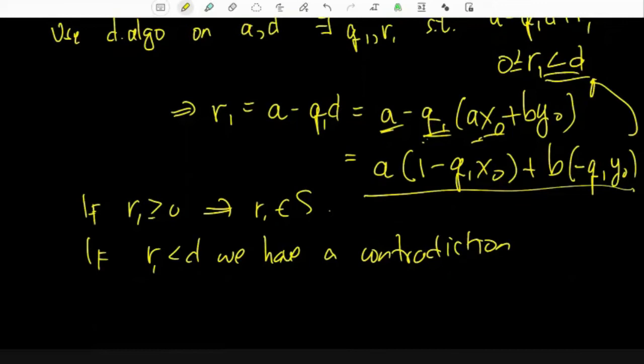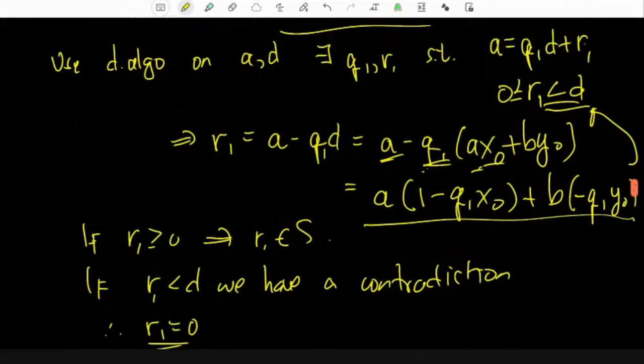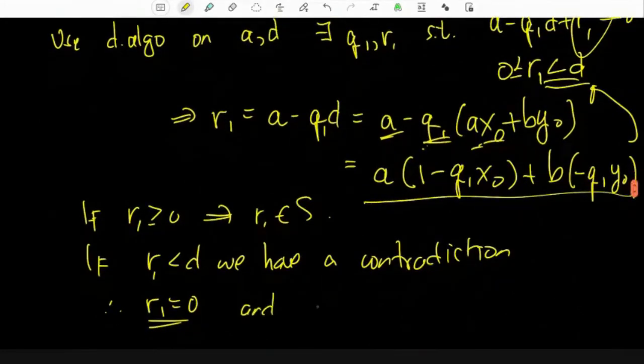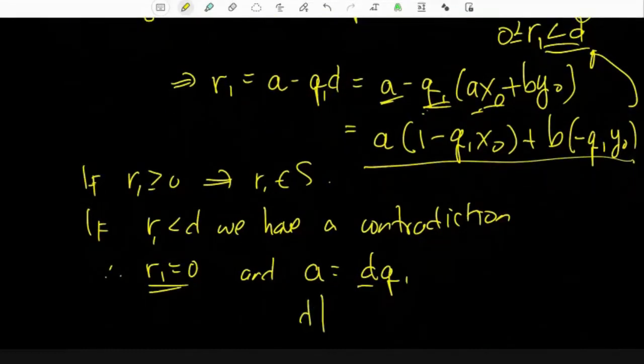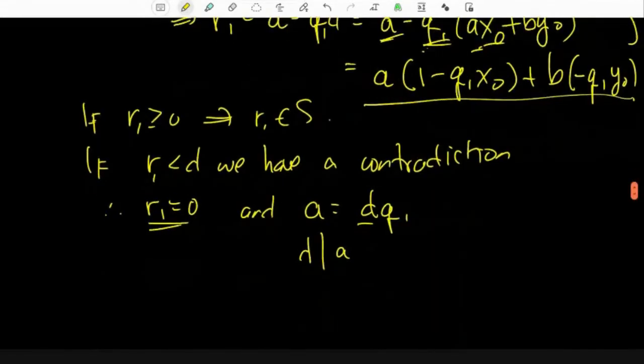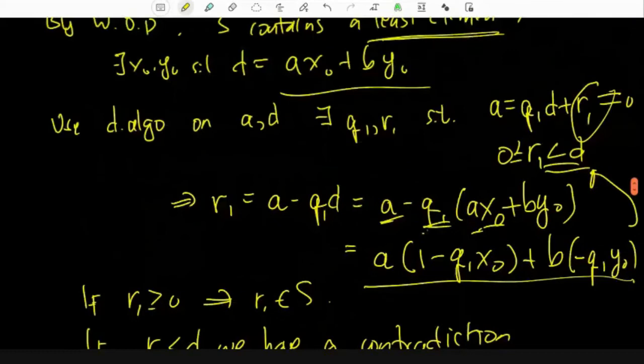So, ano na lang yung natitirang possibility? Ang natitira na lang possibility is that R1 is 0. So, nasulat natin si A as D times Q1. Ibig sabihin, D must divide A. Tama? D divides A.